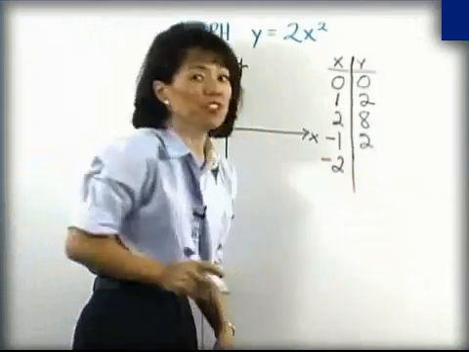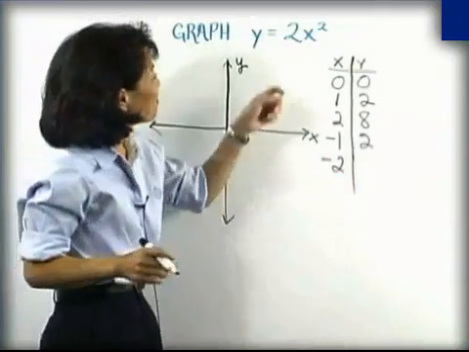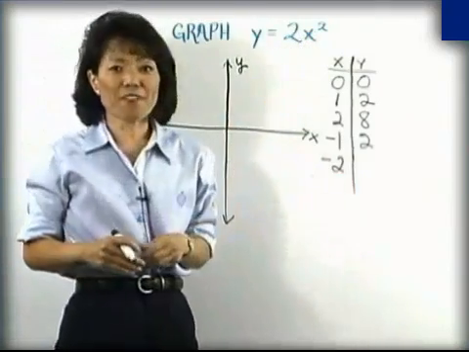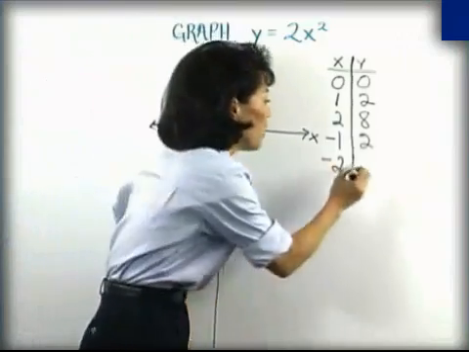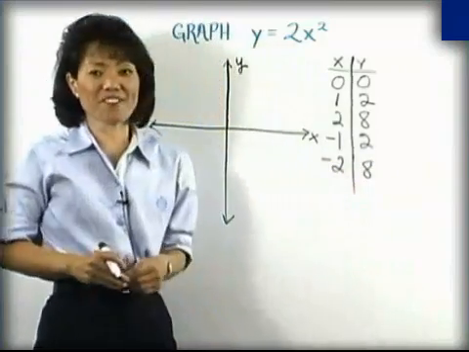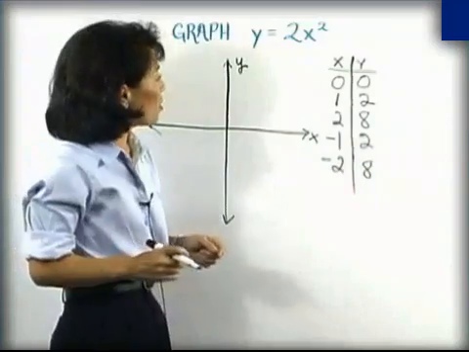Now, let's continue and try negative 2. Negative 2 squared, positive 4. Positive 4 times that 2 gives me a positive 8. I think those are enough points to start our graph.